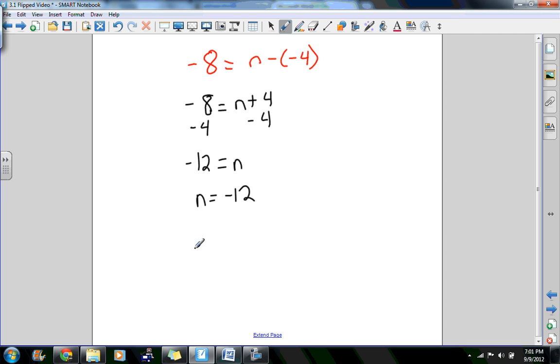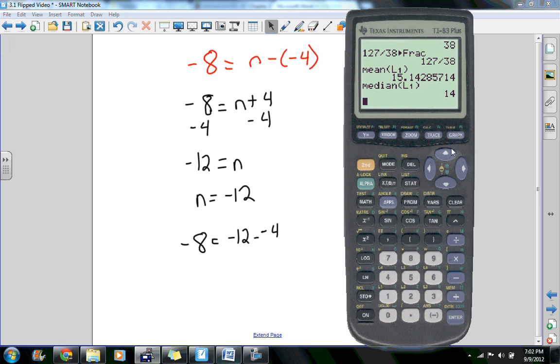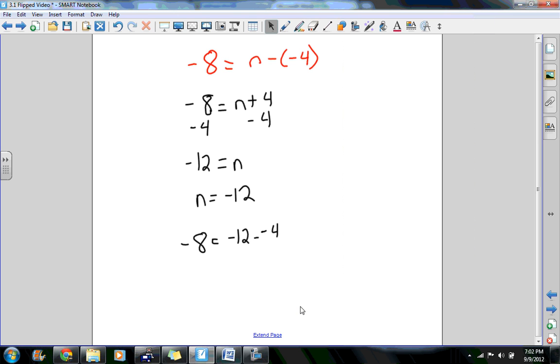So my check is -8 equals -12 minus -4. Once again, you can check that with a calculator. So I can go -12, minus -4. That does equal -8, so that checks.